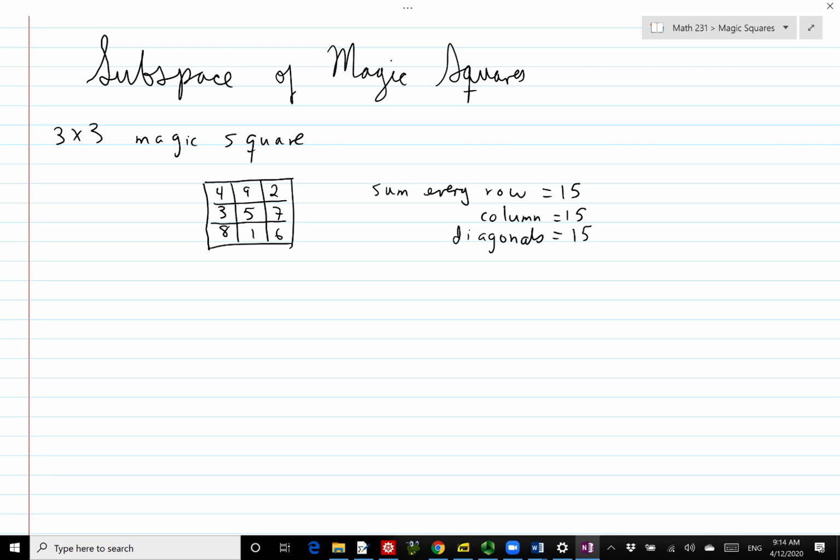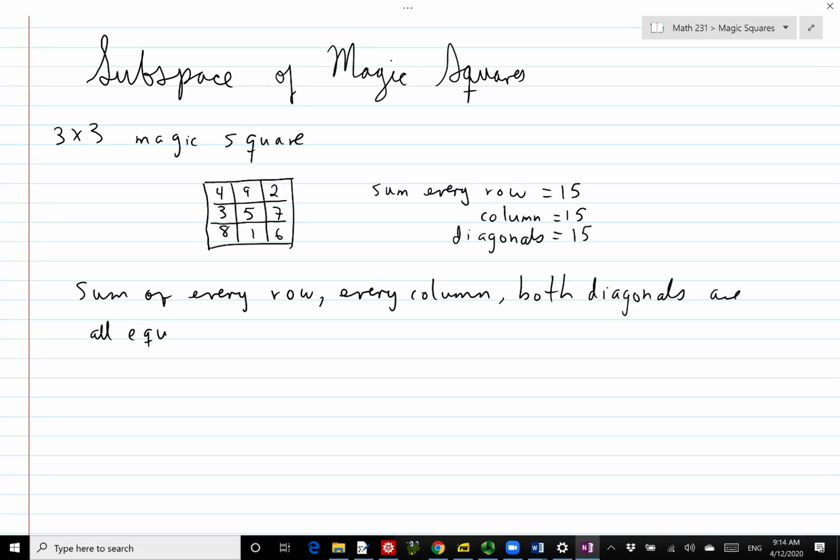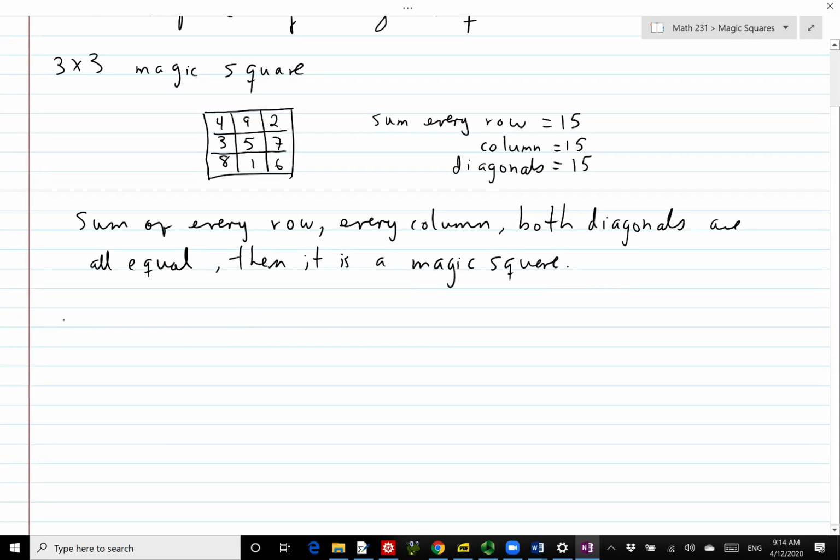So when you have this property where the sum of all the rows and every column and both diagonals, if all of these are the same, then it's a magic square. So you could think of the set of 3 by 3 matrices with real coefficients, but I think we prefer rational coefficients, so let's deal with rationals, such that A is a magic square.